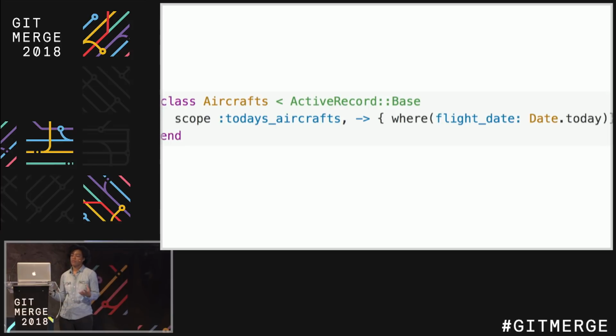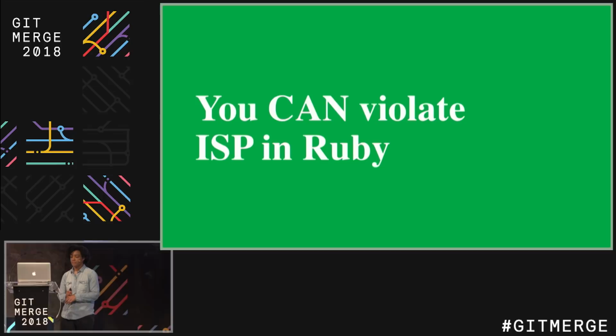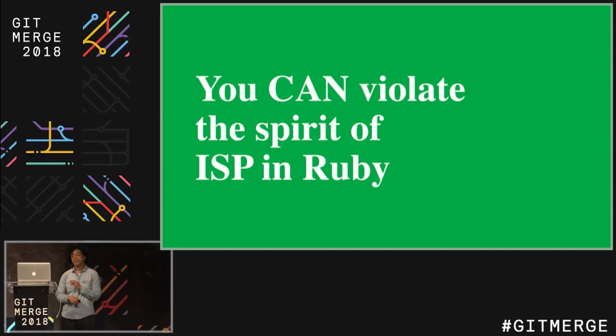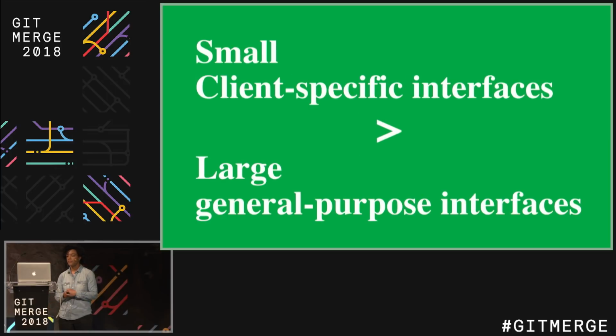But just don't let that leak all over the rest of your application into completely unrelated models like air traffic control. Air traffic control should not have to know that aircraft is an ActiveRecord-backed model. So you can violate ISP in Ruby, or at least the spirit of ISP, by relying on huge general-purpose interfaces like ActiveRecord instead of small client-specific interfaces like those methods that you've defined on your model. Because whether we're in Java or Ruby, the statement that small client-specific interfaces are better than one large general-purpose interface still remains true.